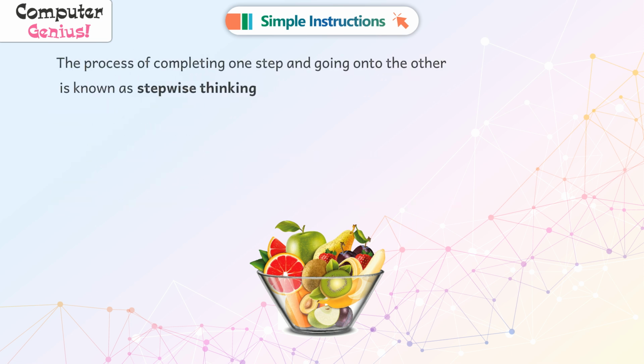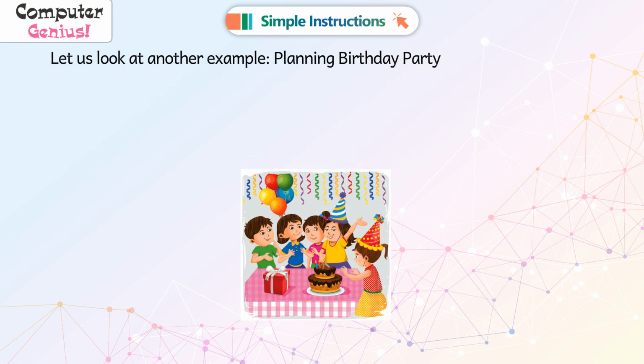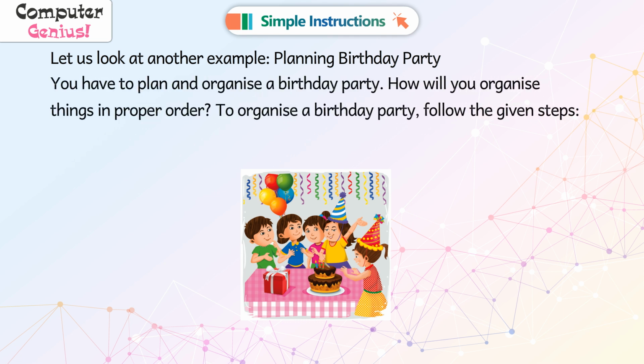The process of completing one step and going on to the other is known as stepwise thinking. Let us look at another example. Planning birthday party. You have to plan and organize a birthday party. How will you organize things in proper order?